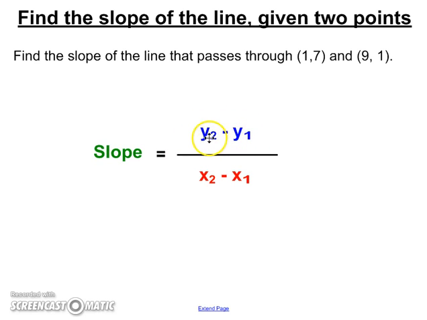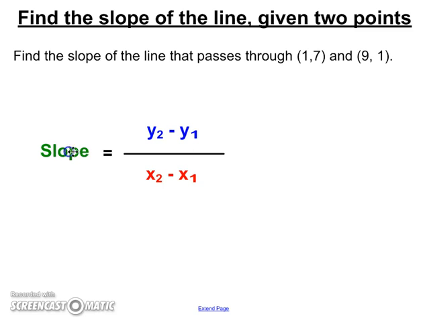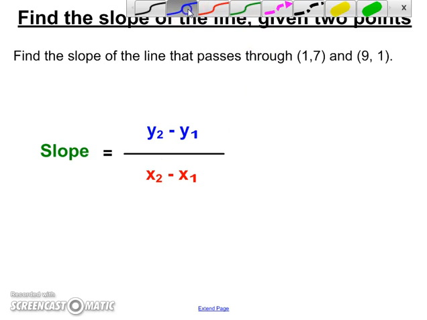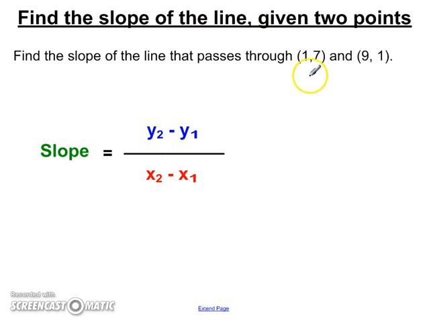Again, the rise in ordered pairs is affected by the y values. The run is the x values. So what we're going to do here is take these points over here, and I'm just going to label these from left to right. I'm going to call this x1. This is my first x value. 7 is going to be my y1. That's my first y value.